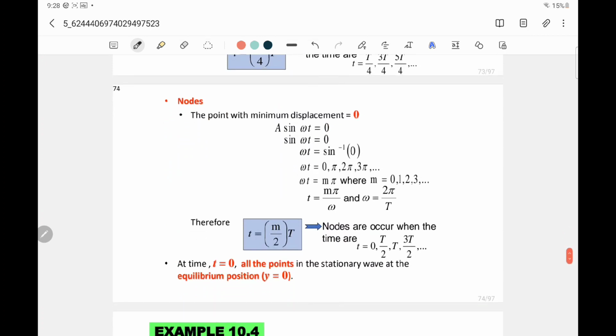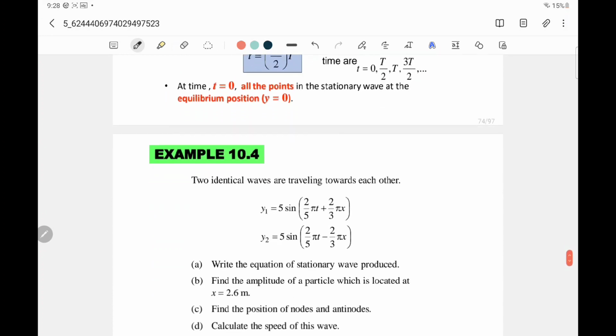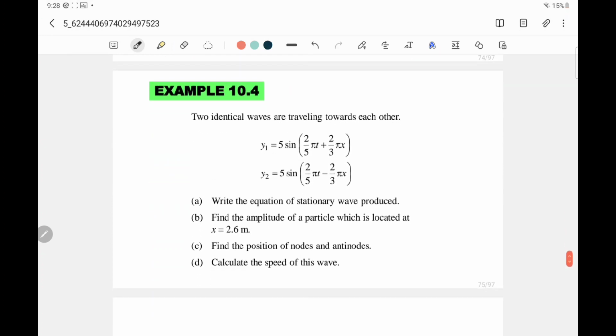Okay, remember that nodes is a point with minimum displacement, 0. So the same step, and then we'll have t is equal to mT over 2. Okay, don't worry, I will explain in this question.